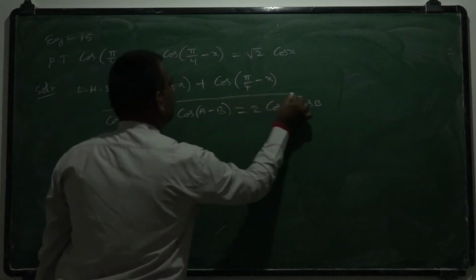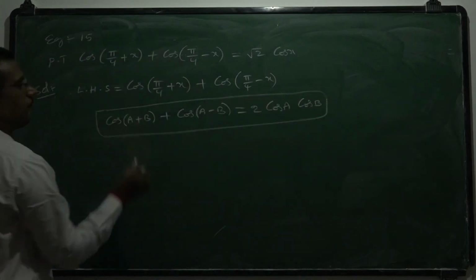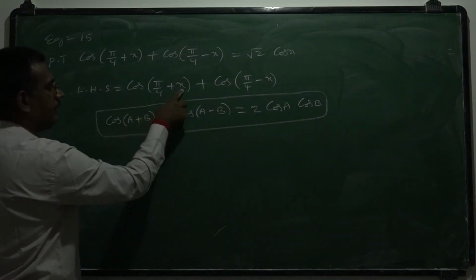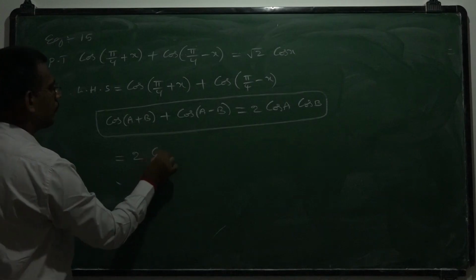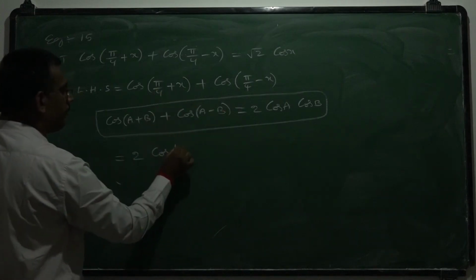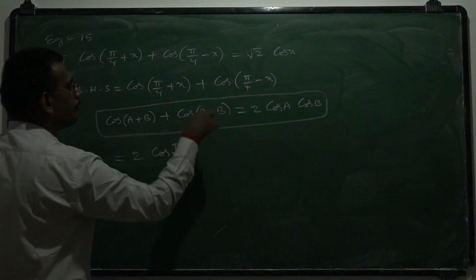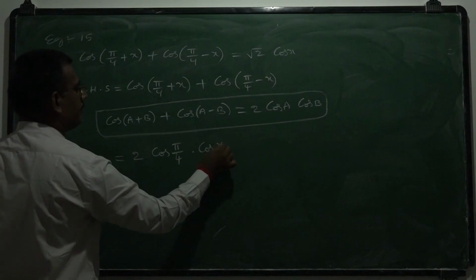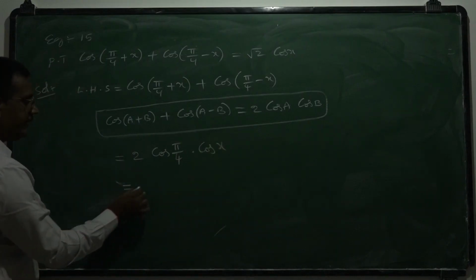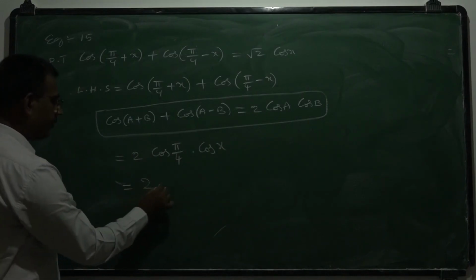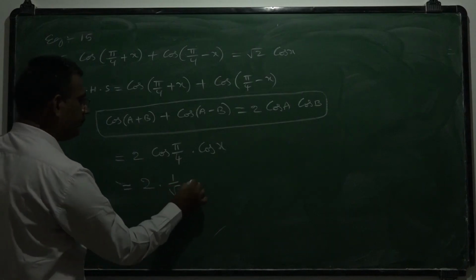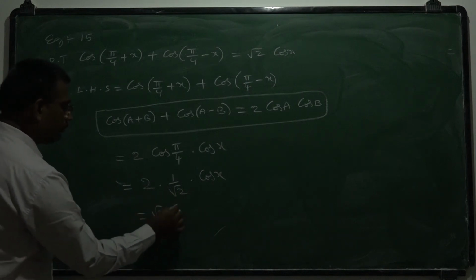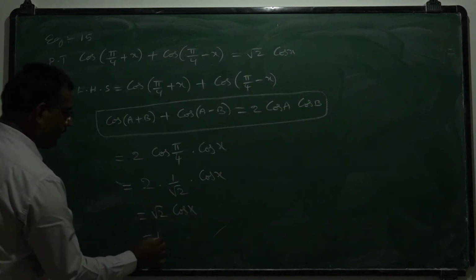Applying this formula here, a is pi by 4 and b is x. So that is equal to 2 cos pi by 4 into cos x. We know the value of cos pi by 4 is 1 by root 2, so 2 by root 2 into cos x. 2 by root 2 is nothing but root 2. Root 2 cos x, that is equal to RHS.